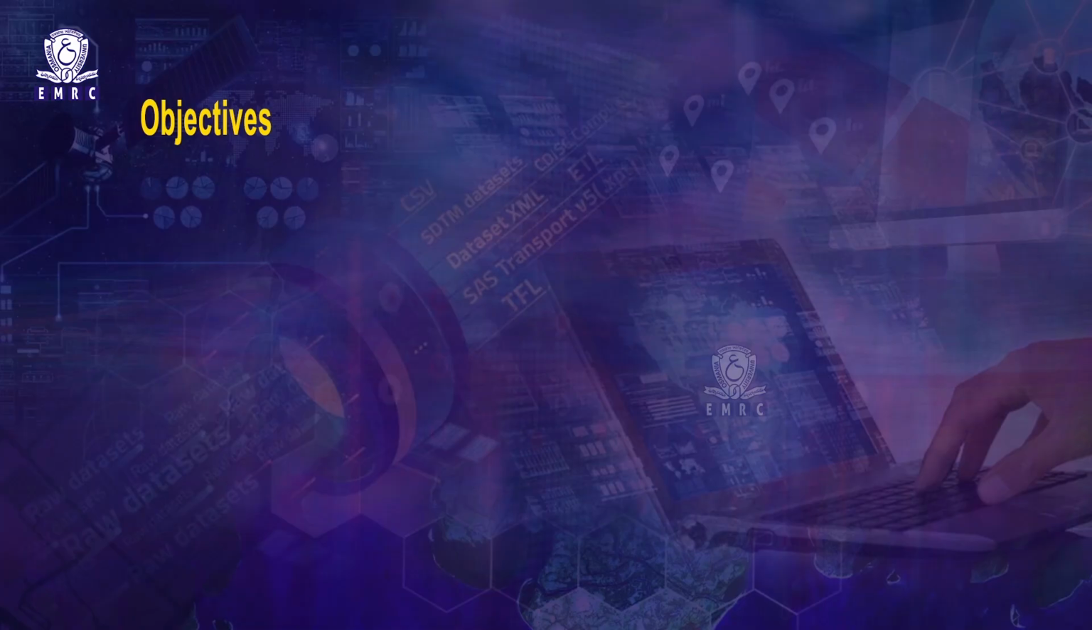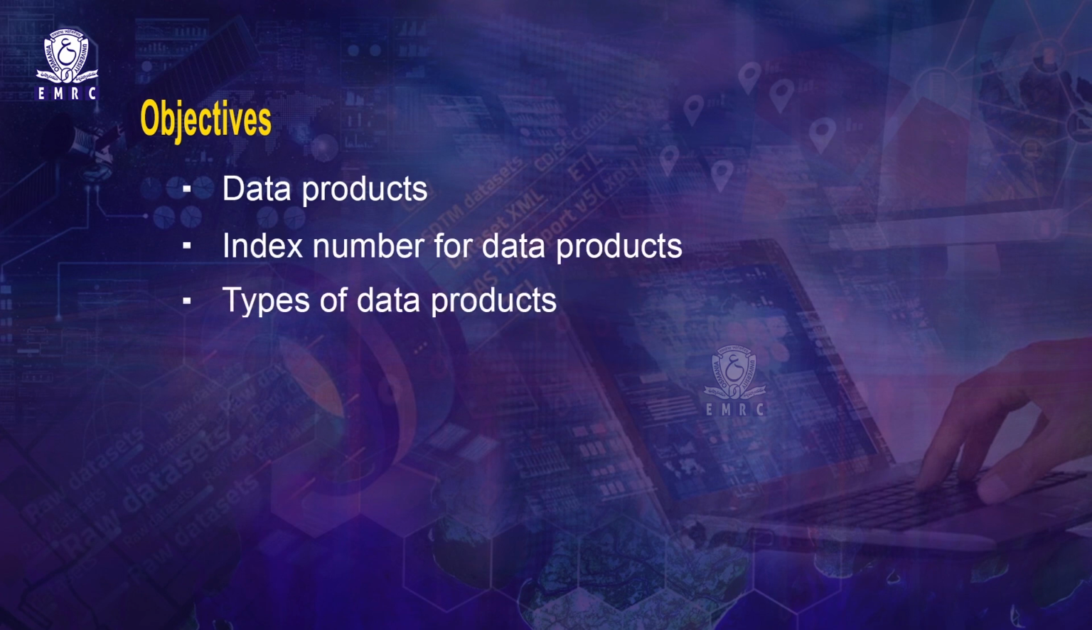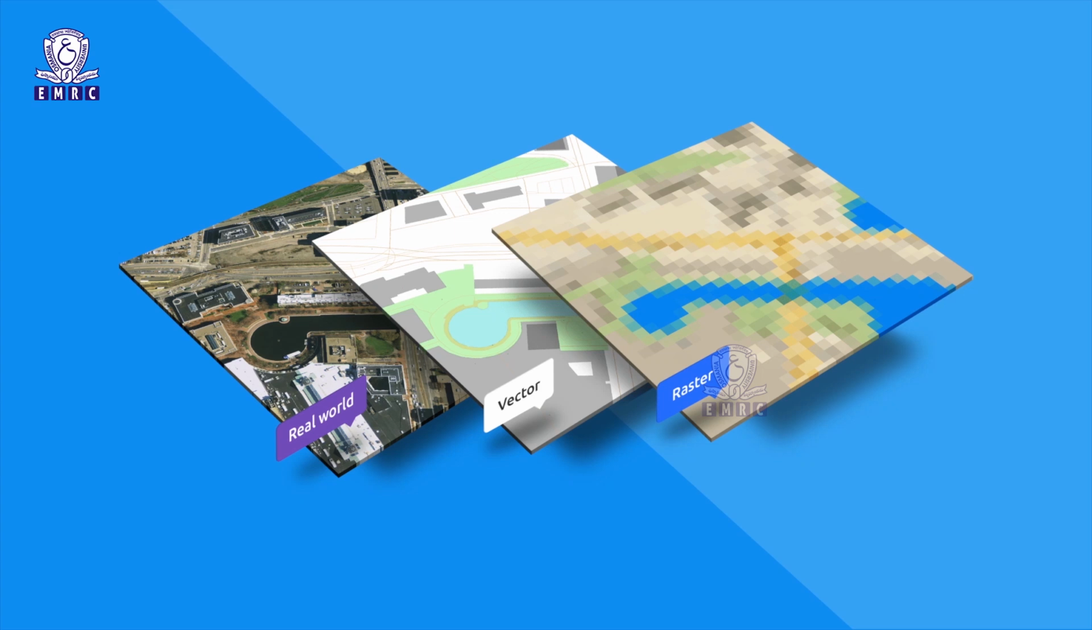There is a remarkable difference between raw remote sensing data recorded and processed remote sensing data which is supplied to the users. In this chapter, we will discuss data products, index numbers for data products, types of data products, and data integration. Data products. Usually, data in geoinformatics refers to raster data and vector data.